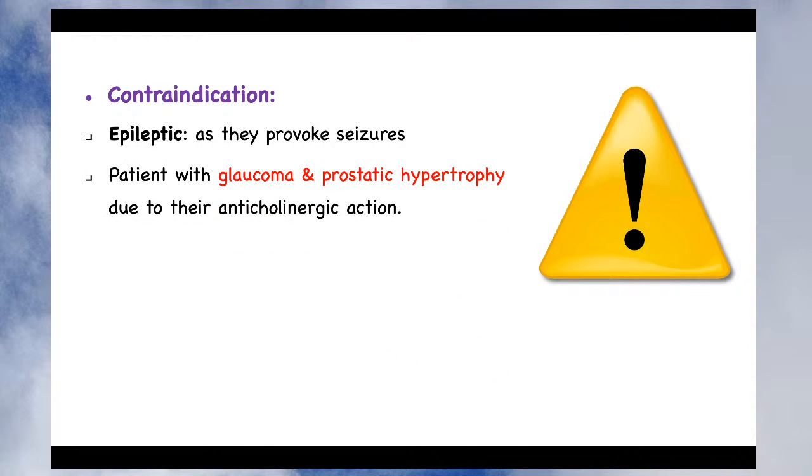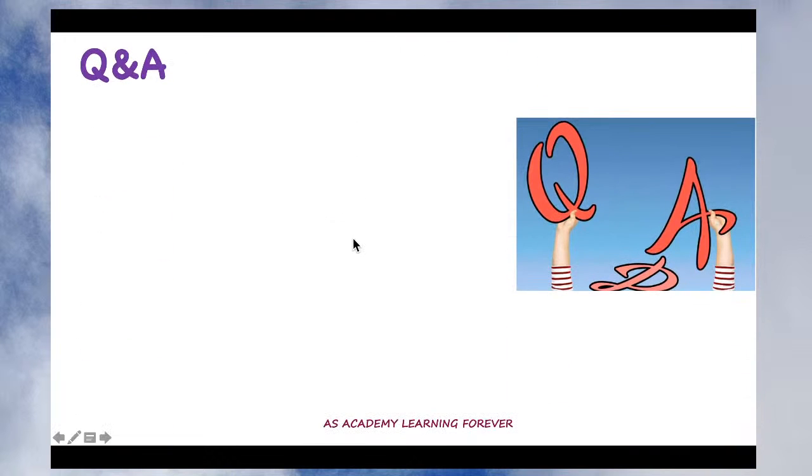In addition to this, there are 3 more contraindications. You should not give it to an epileptic patient as they provoke seizures, and to patients with glaucoma and prostatic hypertrophy, because these drugs also have M1 receptor blocking action, which increases intraocular pressure and may complicate glaucoma, and decreases the contraction in prostatic hypertrophy because it blocks acetylcholine, and acetylcholine is responsible for the contraction of the prostate gland. So these are due to their anticholinergic action. Okay, so these are all contraindications related to anti-dopaminergic drugs.